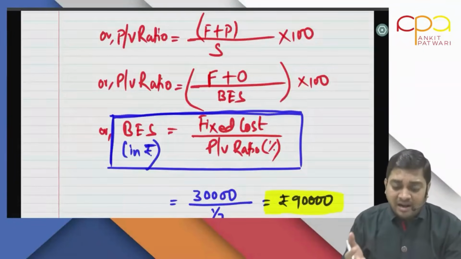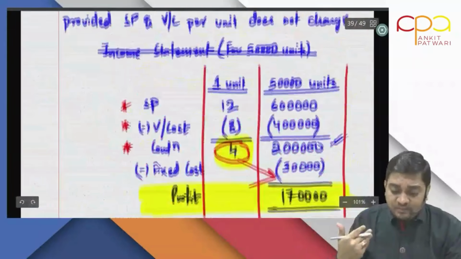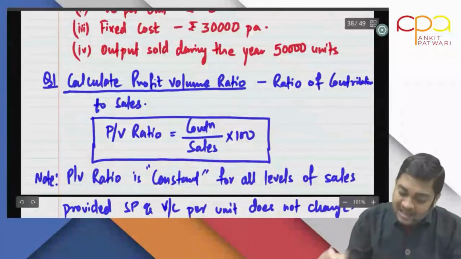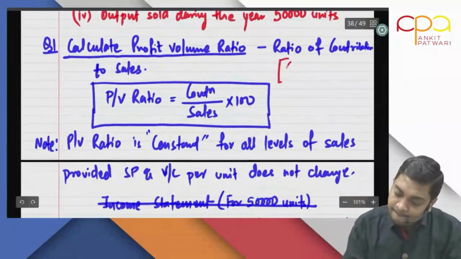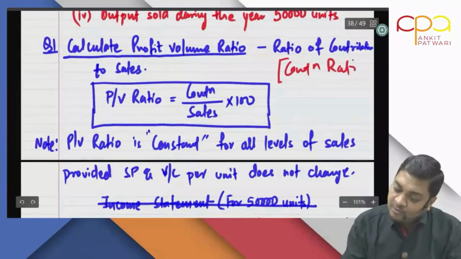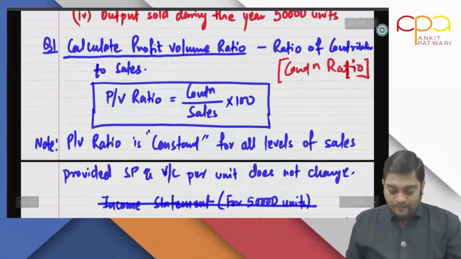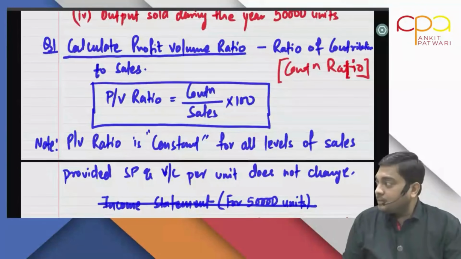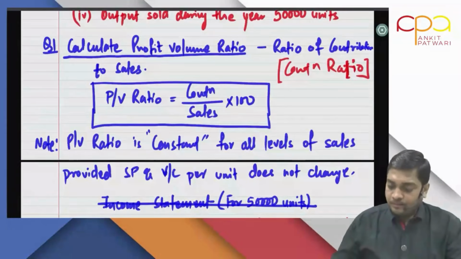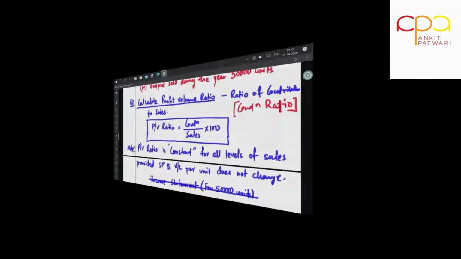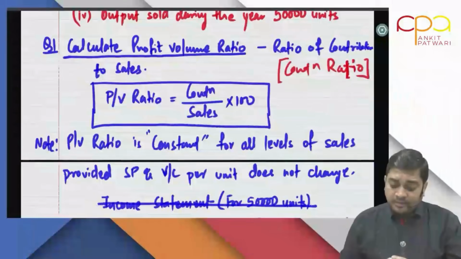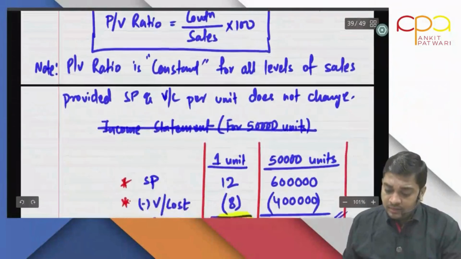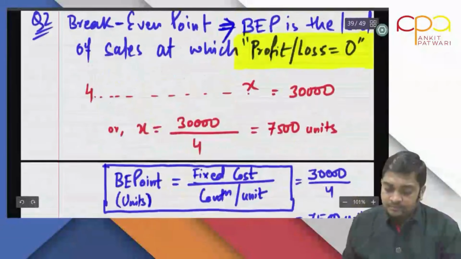Another name of PV ratio is contribution ratio. Many call it contribution ratio. Is that fine? It's done.